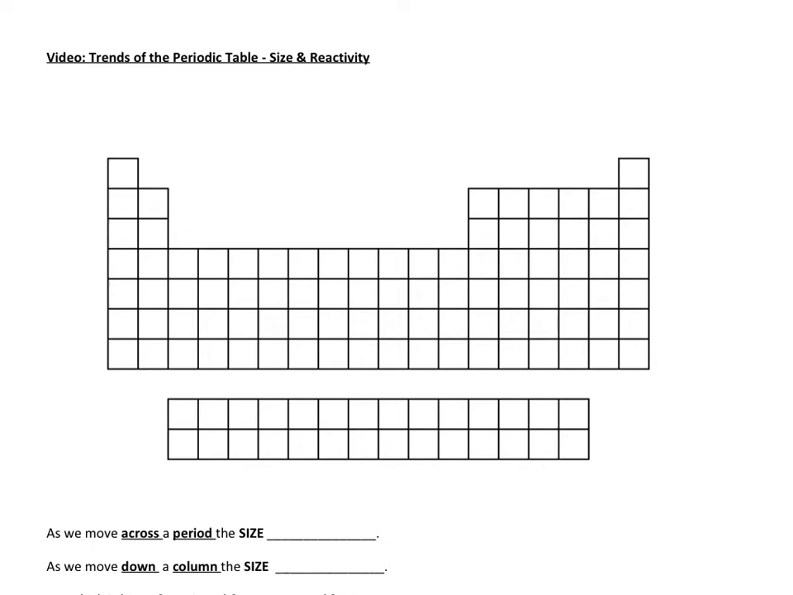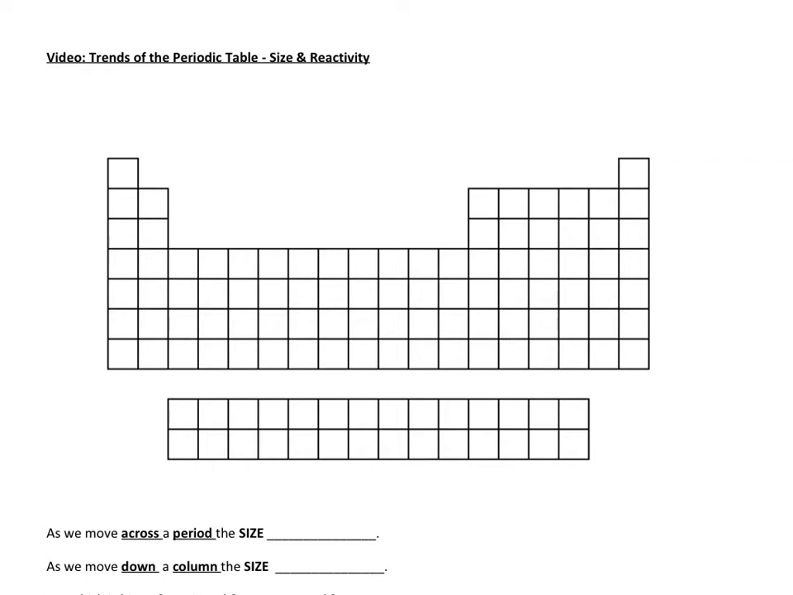This video is on trends of the periodic table, the size, and reactivity. On the periodic table, our elements are arranged according to their atomic number. As we go across and as we go down, there are different properties that change. So there are trends, and our trends increase and decrease depending upon the trend that we are looking at.